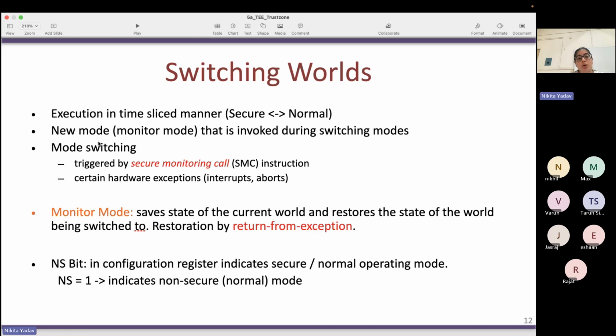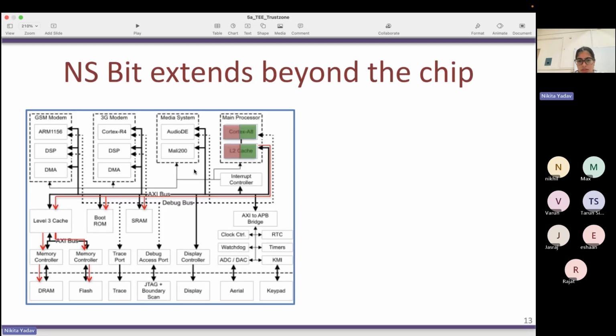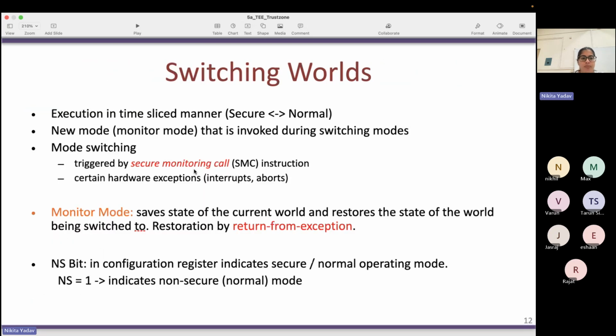And mode switching can also happen. So mode switching can be triggered either by executing this SMC instruction, or it can happen on hardware interrupts. And we'll see that, I think, also in a bit. So remember this.